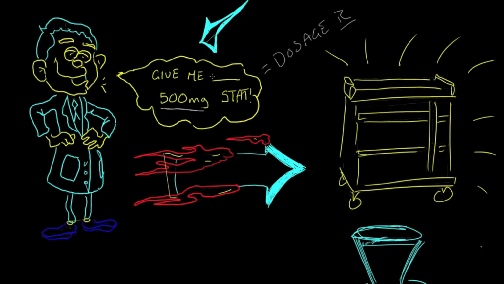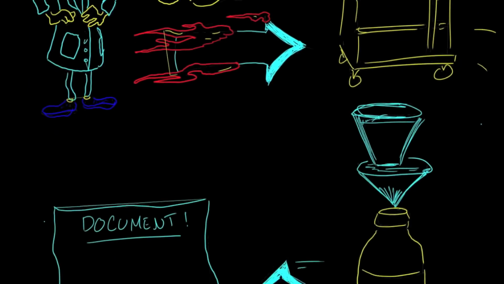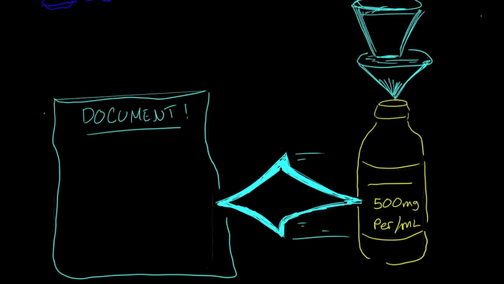Okay? It doesn't really matter for our purposes what the medication is. It just matters the measurement. He wants 500 milligrams of the medication. So that's our dosage required. Once you go to the medication cabinet and you actually pull out the medication that he wants, you realize that it is the 500 milligrams, but it's in per milliliter. All it's saying is that for every milliliter that you draw up, there is 500 milligrams in it.